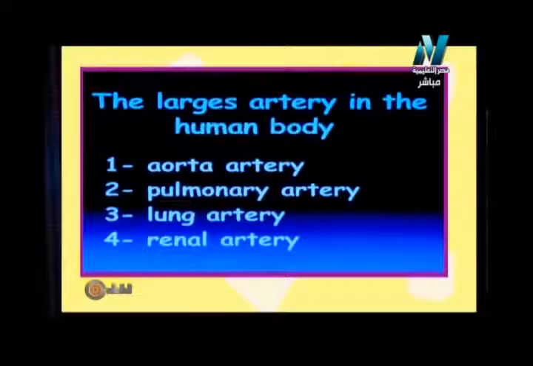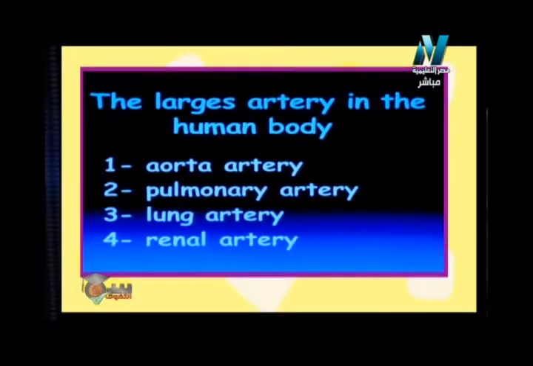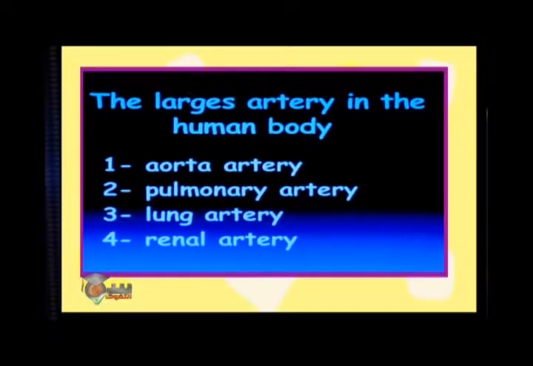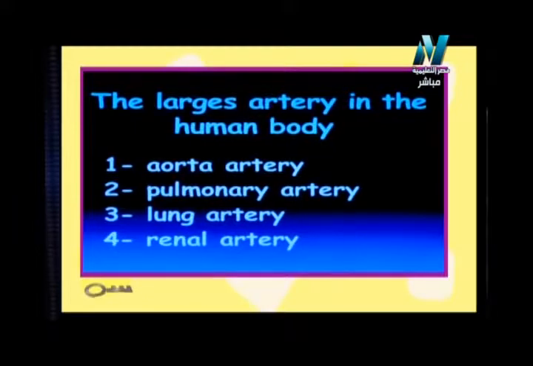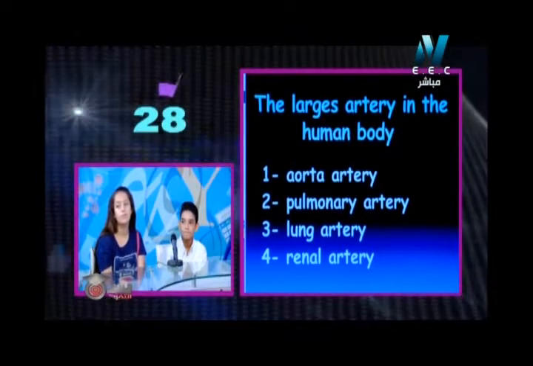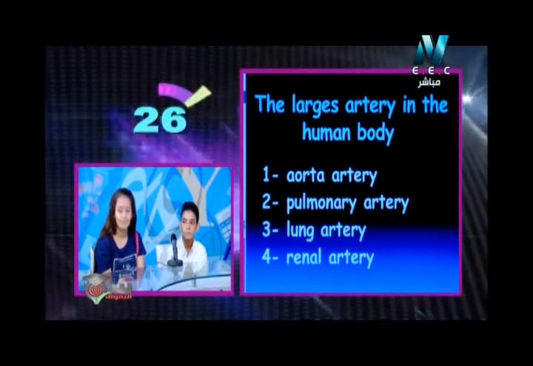The question says, the largest artery in the human body: aorta artery, pulmonary artery, lung artery, renal artery. So it will be only the largest artery. Again, yes, Mark. هو aorta artery, شريان aorta, pulmonary artery, شريان الرئوي, lung artery, نفس المعنى برضو شريان الرئوي, renal artery, شريان الكلوي. Now you have time. Okay, concentrate, take your time.